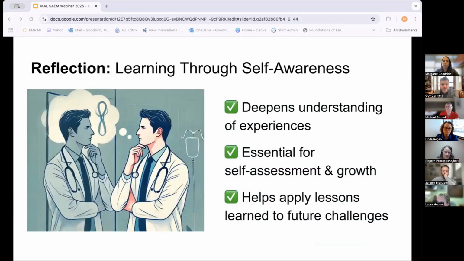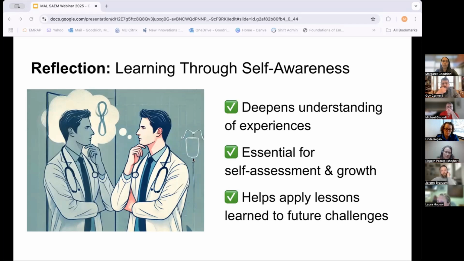Next, let's talk about reflection. This is a type of metacognitive skill. It's how we think about our own thinking. It helps us understand our own experiences. This allows us to self-assess, recognize gaps, and adjust our own learning strategies, all so that we can continue to grow. So for a Master Adaptive Learner, reflection helps us identify what worked, what didn't work, and what we might want to change for the future.